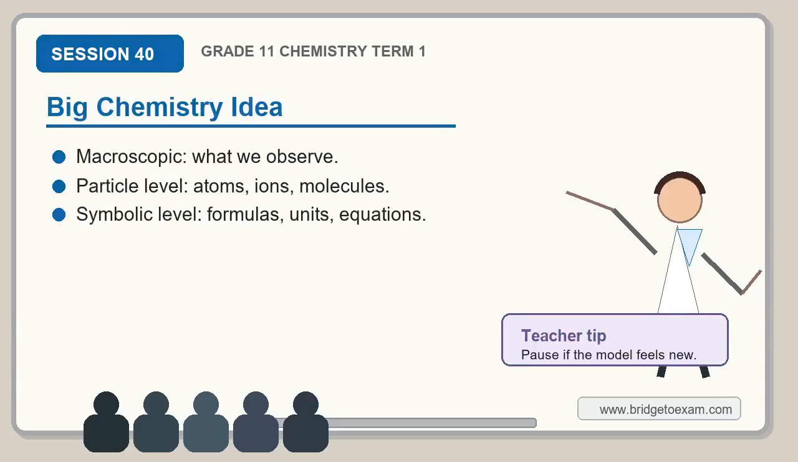First, keep the three chemistry levels together. Electrolytes produce ions in solution and conduct electricity. Strong electrolytes form many ions. Weak electrolytes form few ions. Non-electrolytes dissolve without forming ions. Solubility rules help predict whether ions stay dissolved or form a precipitate.